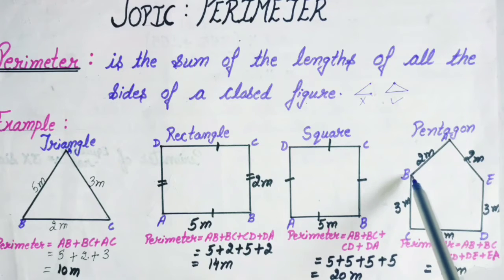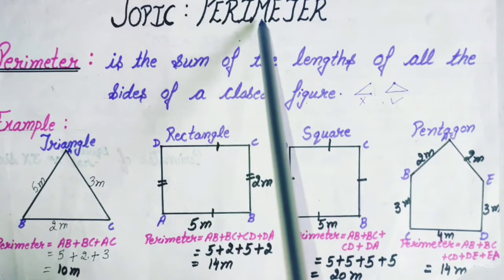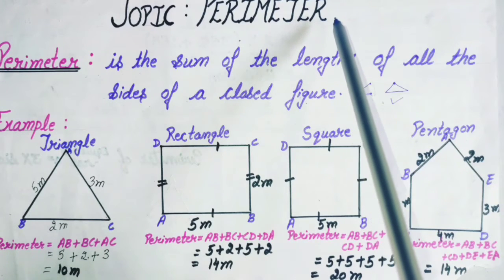Here it is given to us. BC is 3 meter, AB is 2 meter, AE is 2 meter, ED is 3 meter and CD is 4 meter. So to find the perimeter, what will we do? We will add all the lengths of its sides and we will get the perimeter. So our answer is 14 meter. I hope, students, that this term perimeter is clear to you now.